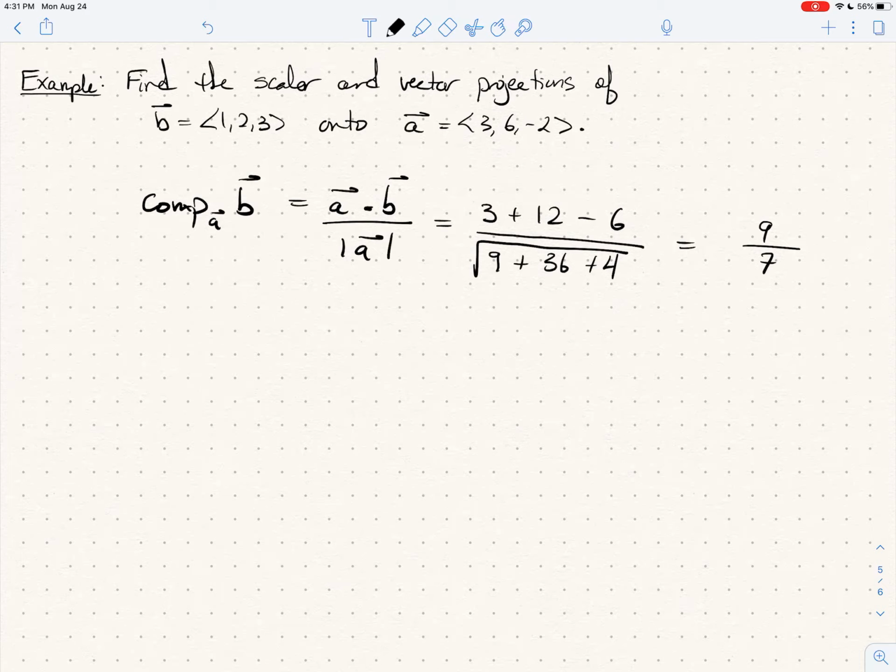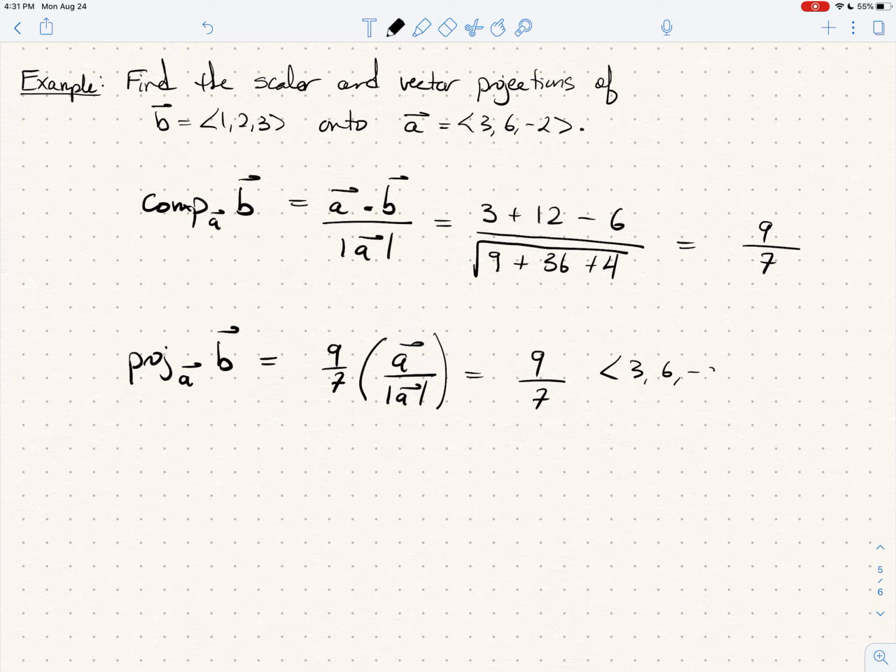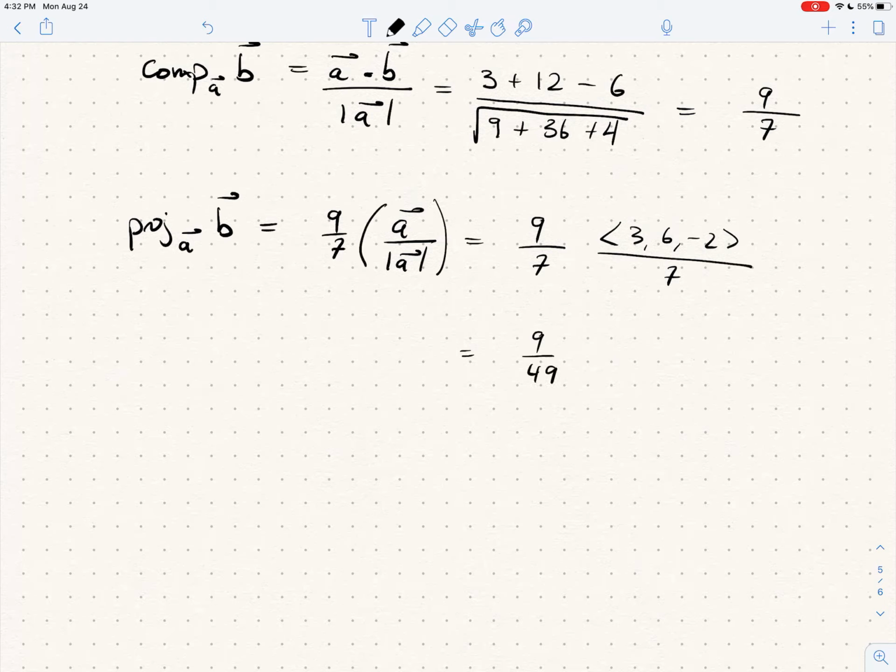All right, so that is the scalar projection. I'm done. Now when I want to write down the vector projection of B onto A, it's going to be the C that I just found, 9/7 times A over the length of A. So this is going to be 9 over 7 times the vector A, so 3, 6, negative 2, and then I'm going to divide this whole thing by the length of A. The length of A we got to be 7, so I get 9 over 49 times 3, 6, negative 2. So that's the vector projection of B onto A.